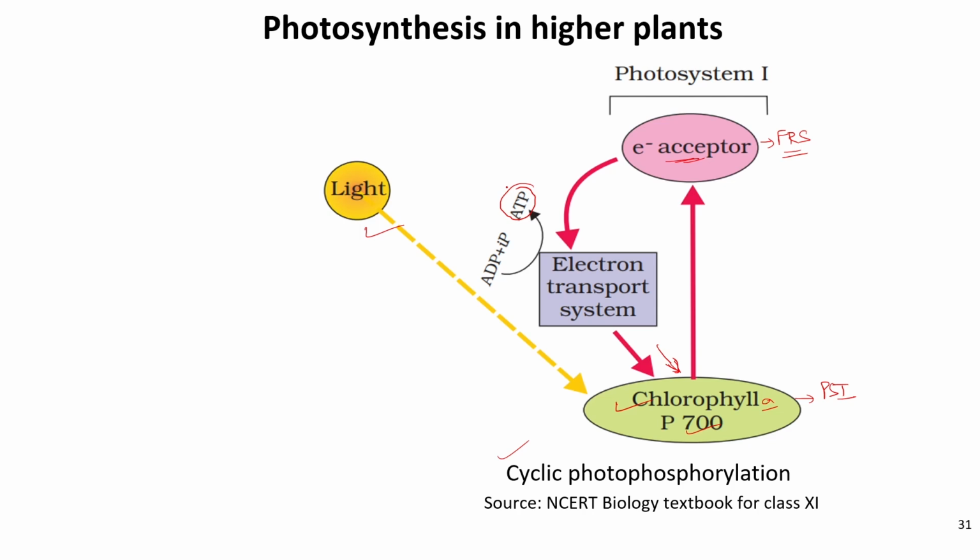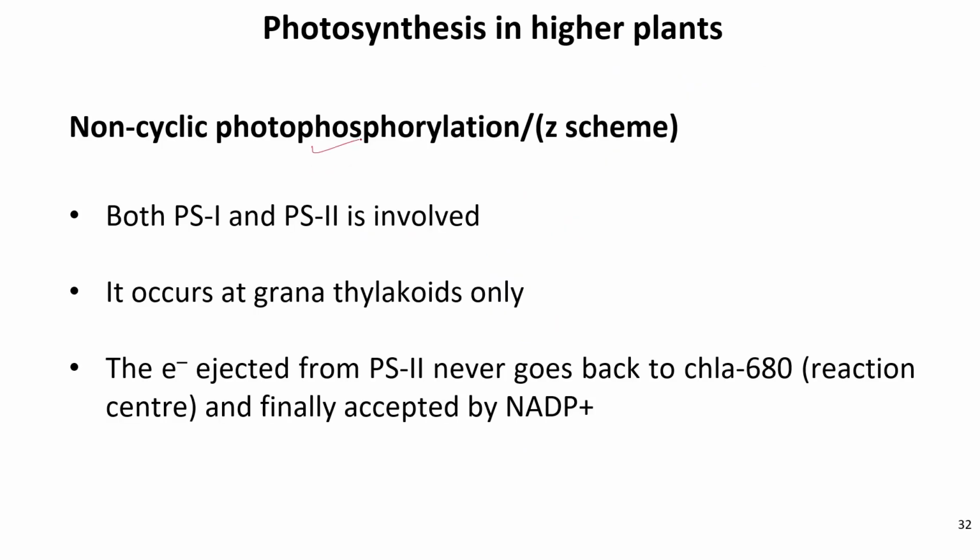Now let's talk about non-cyclic photophosphorylation, which is also known as the Z scheme. Here both photosystem 1 and photosystem 2 are involved. It occurs at the grana thylakoids only. This you have to remember. The electron ejected from photosystem 2 never goes back to the chlorophyll a, never goes back to the reaction center. That's why it is known as non-cyclic.